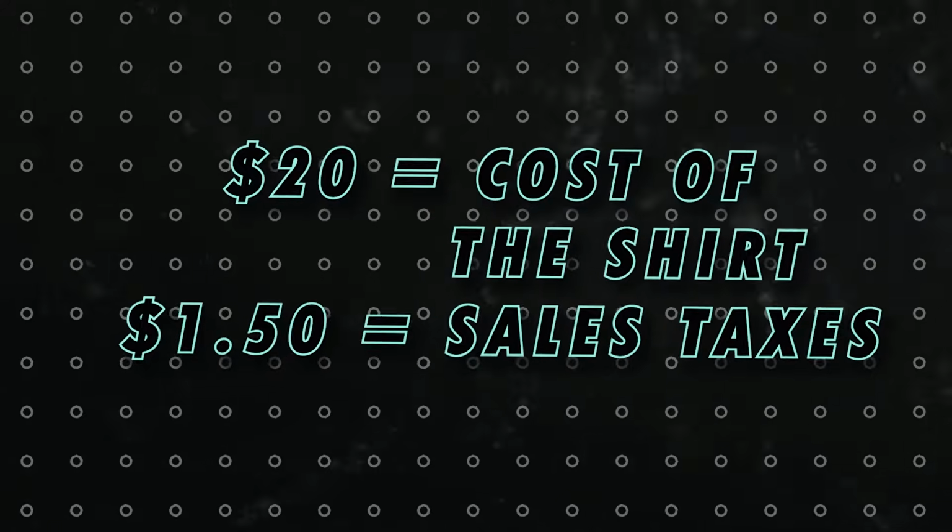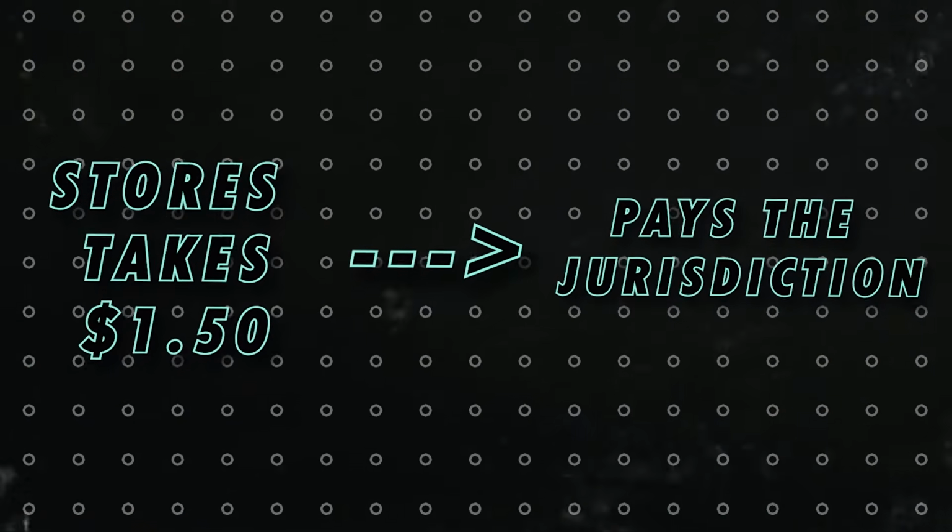So let's say as the customer, you're not paying $20, you're paying $21.50. $20 is the cost of the shirt and $1.50 is sales taxes. Now, as the store owner, $20 is your revenue, so that's income you take in, it's subject to income taxes, so on and so forth. But $1.50 is sales taxes. Now, the $1.50 is not the store's money. The store is obligated to take that $1.50 and pay it in to the state or local tax jurisdiction that they're located in. So it's easy to understand in that example because it's a physical location, right?